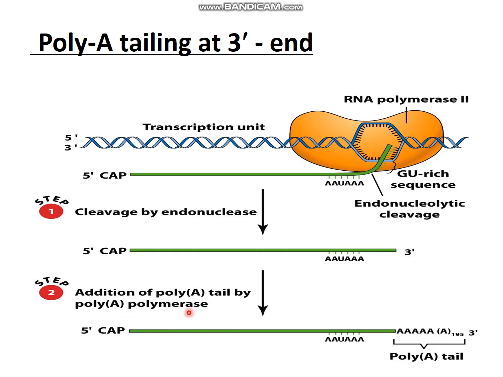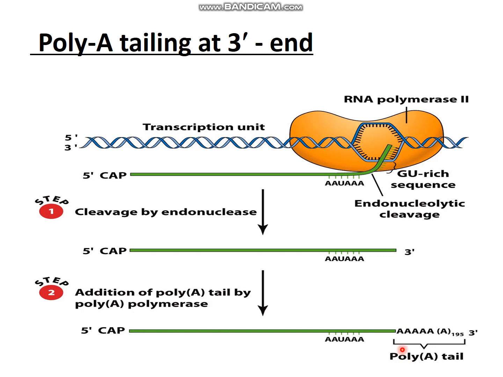So this poly-A polymerase attaches multiple adenine residues at the 3' end. Therefore, we can say that in this type of post-transcriptional modification, the 3' end of the pre-mRNA is removed and a series of adenosine nucleotides are added at this end. Approximately 200 to 250 adenosine nucleotides are added to the tail.